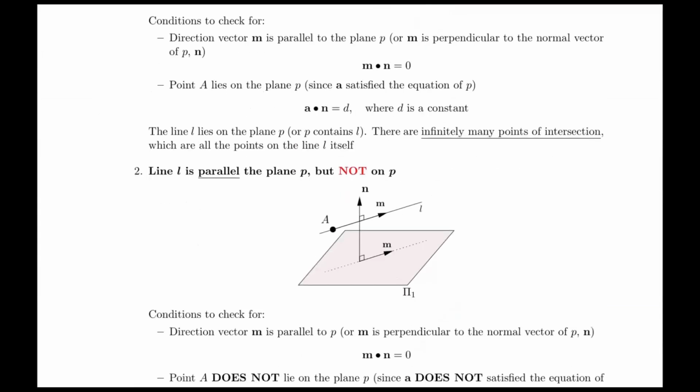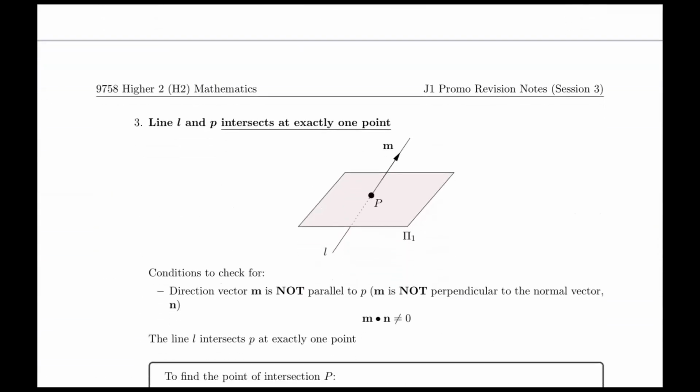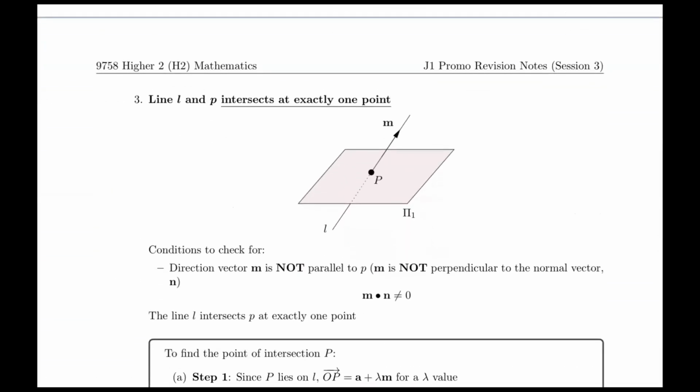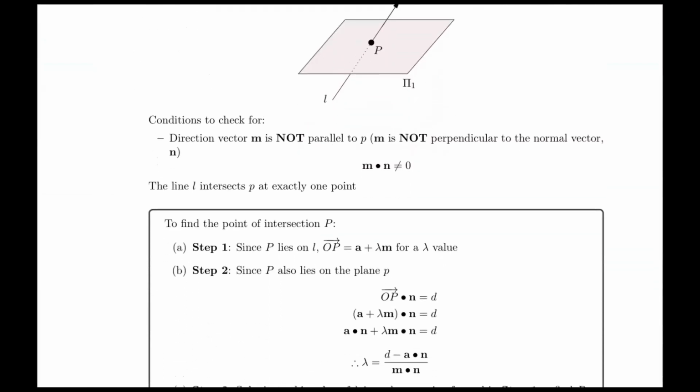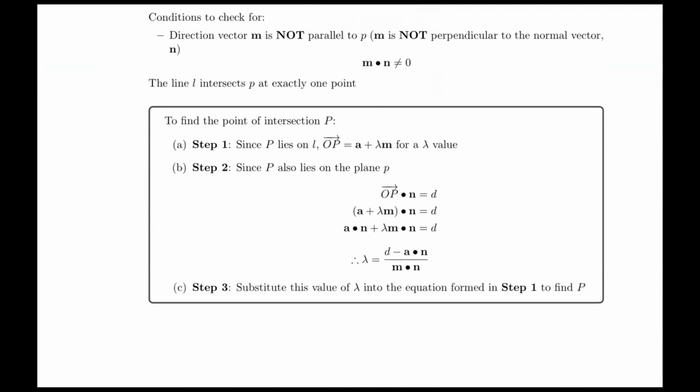Okay? Last one, intersection point between a line and a plane. Your direction vectors are not parallel, and what you do is solve simultaneously. Solve the two equations together, find the value. Okay, all the steps are all here for you.